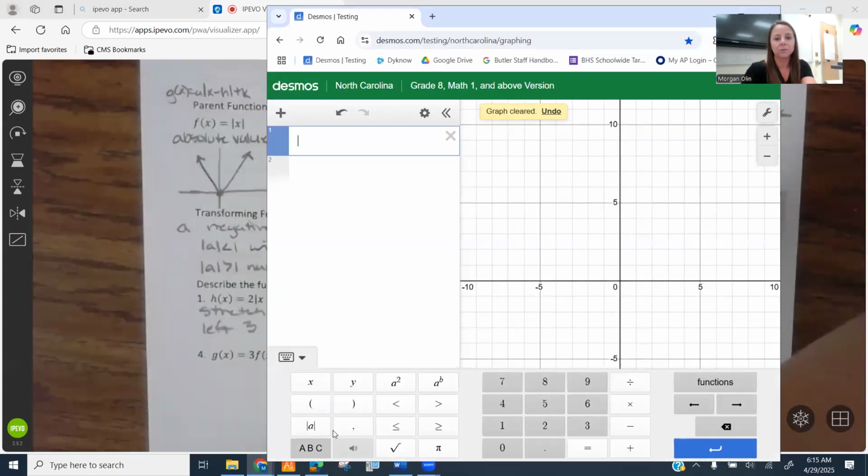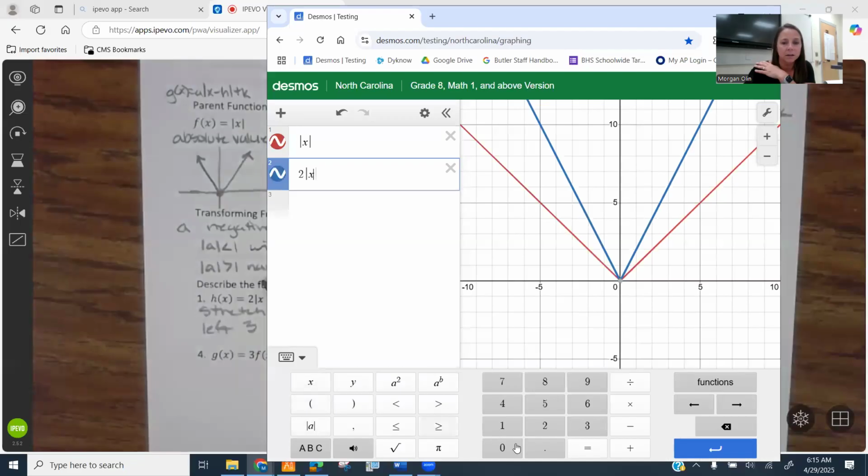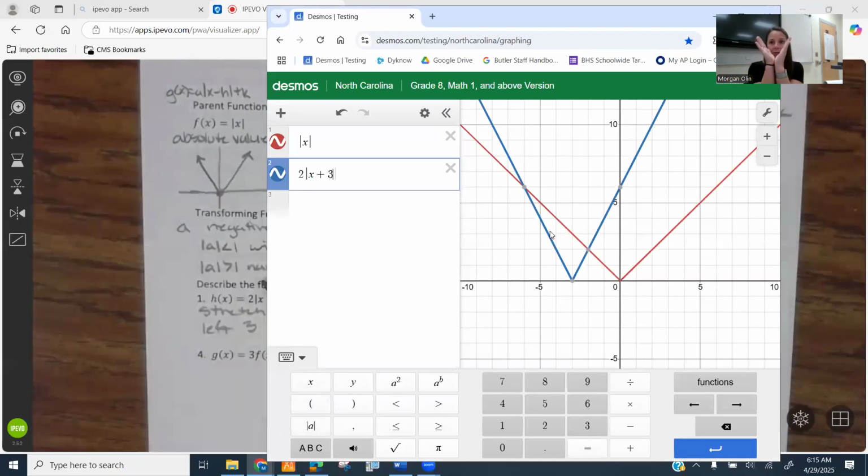Remember, absolute value is underneath here. So absolute value of x, and then here, 2 times absolute value of x plus 3. When I do that, do you see how it narrows? Think about the ends, you're stretching it up. And here it did move left 3.